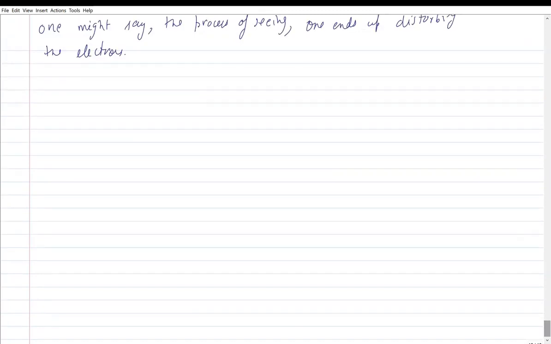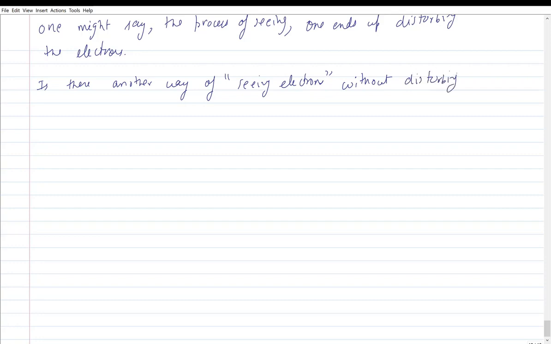Now, is there another way of seeing electrons without disturbing them? Well, think about it. The energy of the electron is, or the momentum is h by lambda.